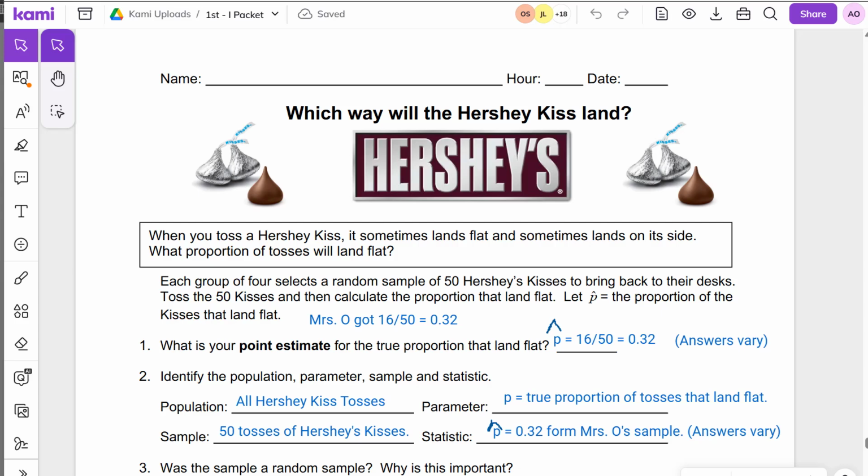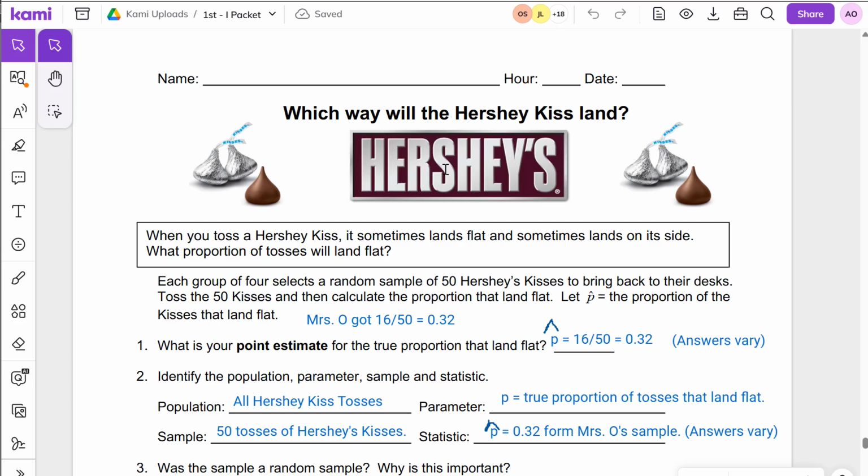In this activity, we're going to be making a confidence interval for a proportion. What we're going to do is try to figure out how often Hershey's Kisses land on the flat side when tossed. So what we had our classes do is take 25 Hershey's Kisses, toss them twice, and count how many of the tosses landed flat.